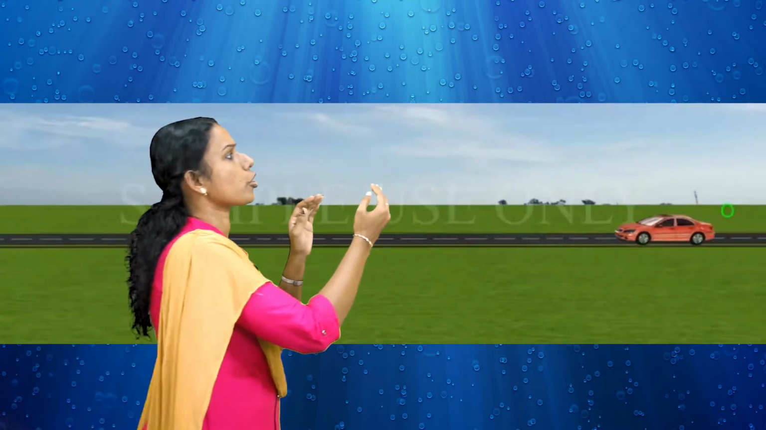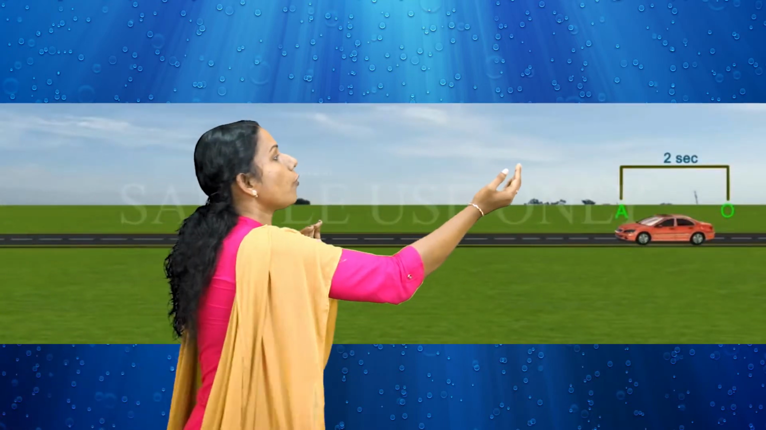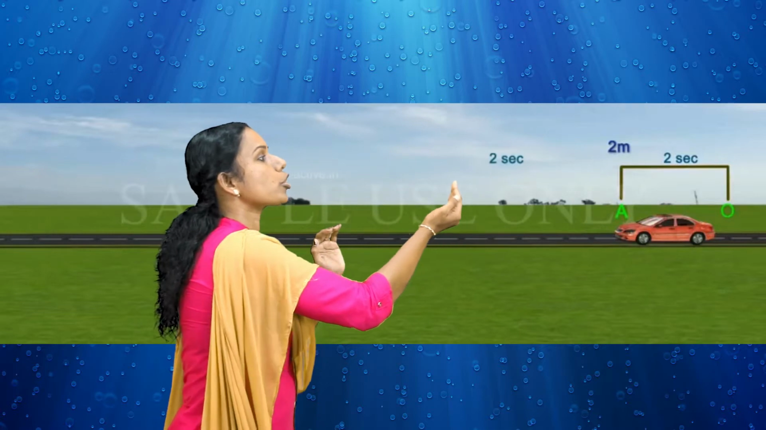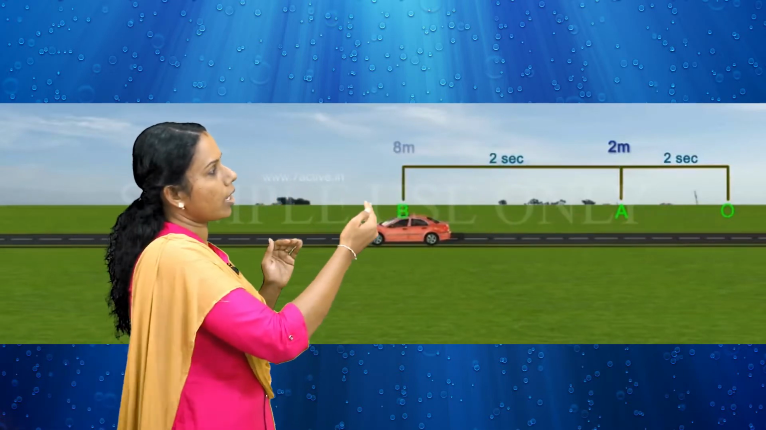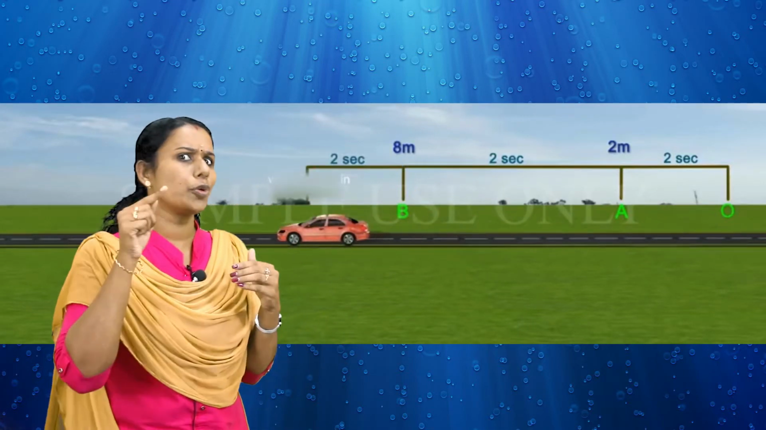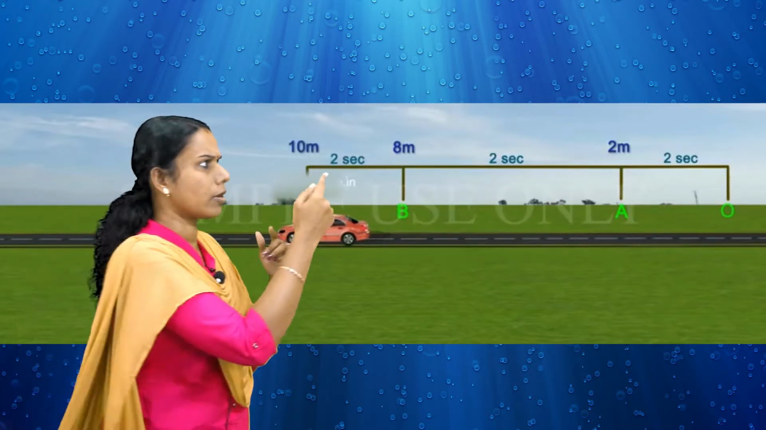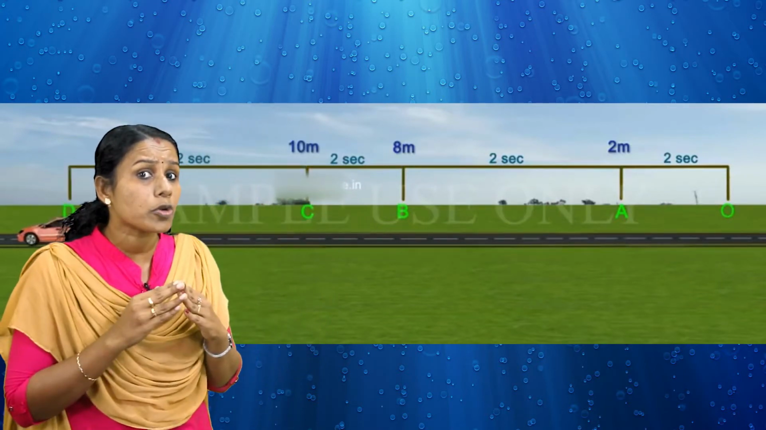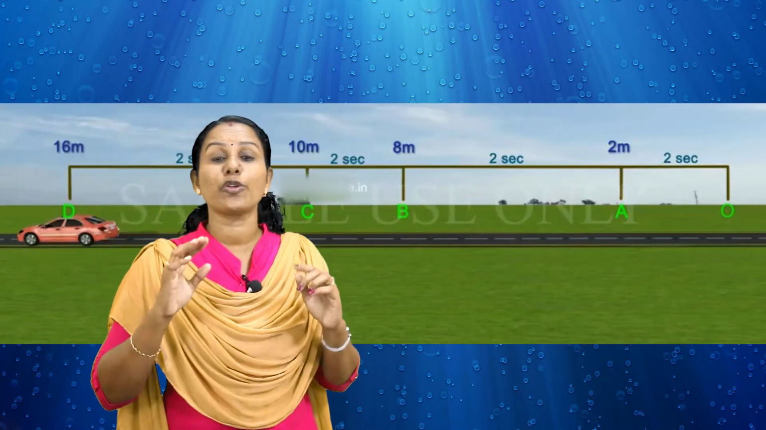Now let us go into another quantity related to motion. Observe the motion of the car here. See how the car is moving. Is it uniform or non-uniform motion? Observe it. Look at it and say, is it uniform motion or non-uniform motion? Yes, of course it is non-uniform motion.